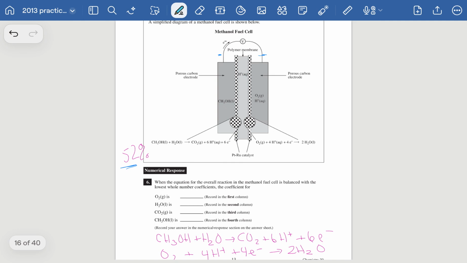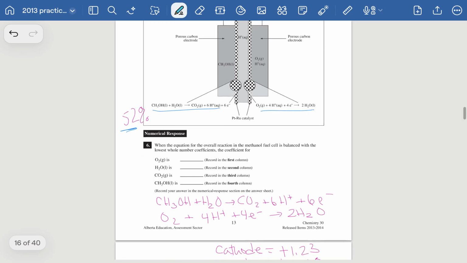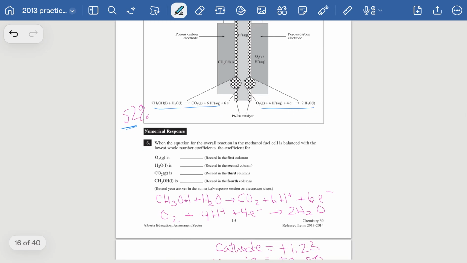And we can look at our reaction and see these two half reactions and know if we want the overall reaction, we have to add them together, but to add them together, we have to balance electrons. So the lowest common multiple between 6 and 4 would be 12. So you will want to multiply that first reaction by 2 and that second reaction by 3.